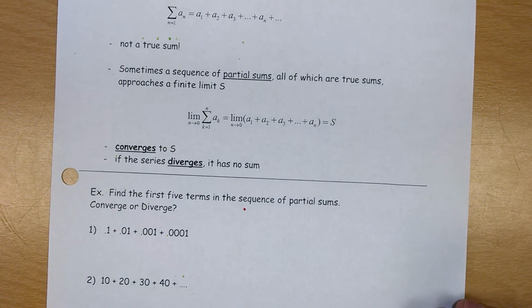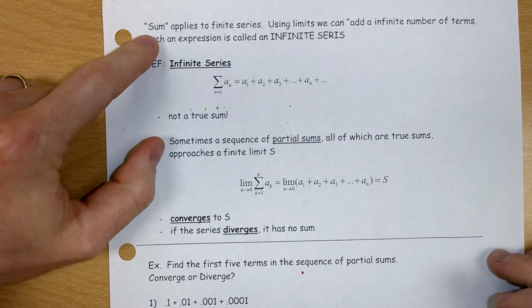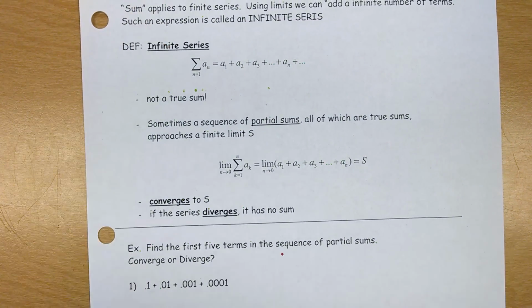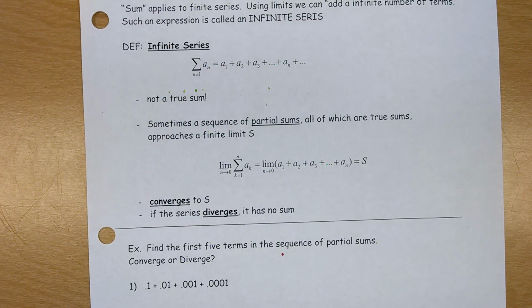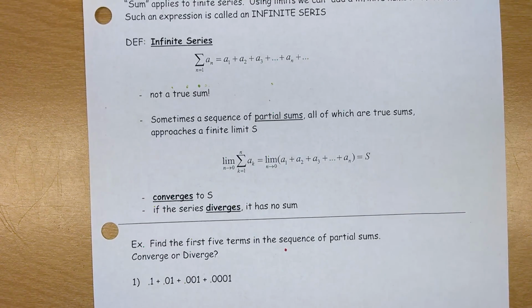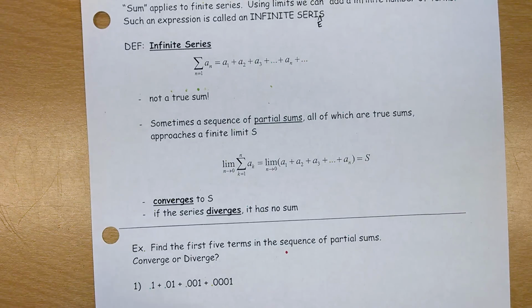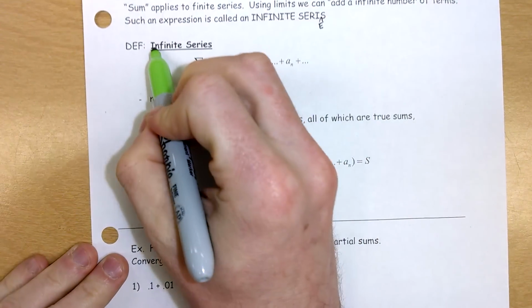All right, so now let's look at something that's not a finite series, an infinite series. So sum always applies to a finite series, summing up an actual countable number of terms. But using limits, we can add an infinite number of terms. We call that an infinite series. Series has an E in it. All right, so infinite series.